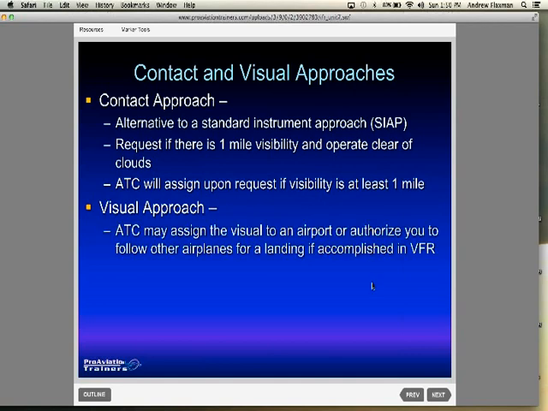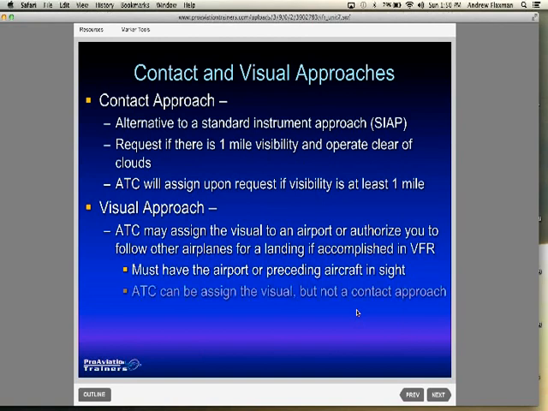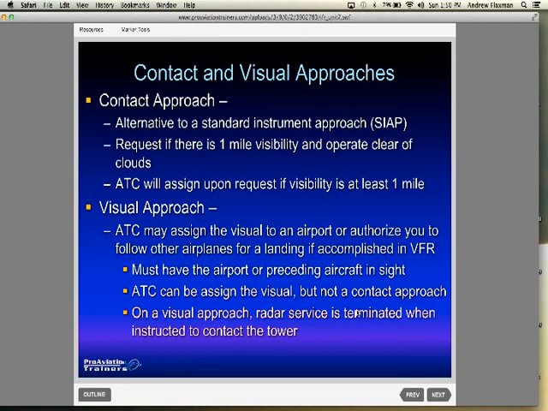Visual approach. ATC may assign the visual to an airport or authorize you to follow other airplanes for landing if accomplished in VFR. That one's pretty straightforward. So basically you're just on an IFR flight plan the whole time. You're on the ILS approach, but they could say, hey, you're cleared for the visual 9 left. In order to do so, though, you must have the airport or preceding aircraft in sight. Air traffic control can assign the visual, but not a contact approach. That has to be requested.